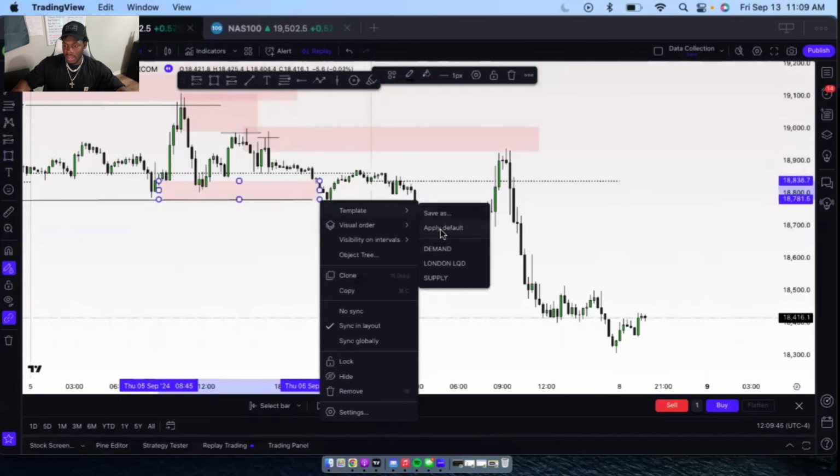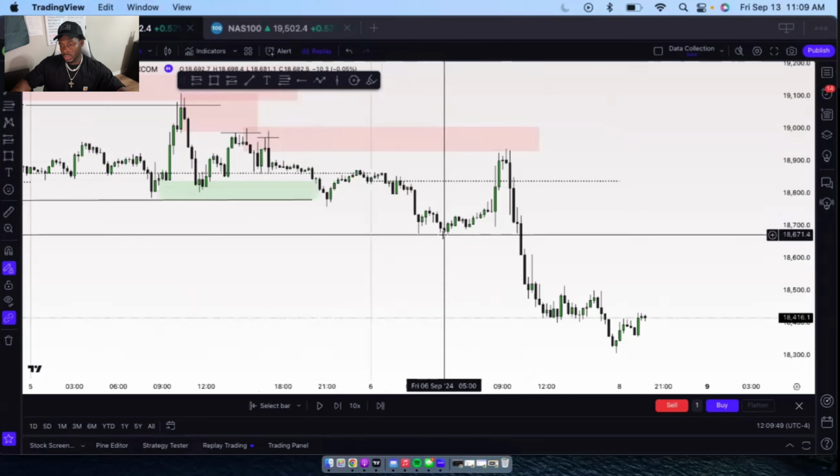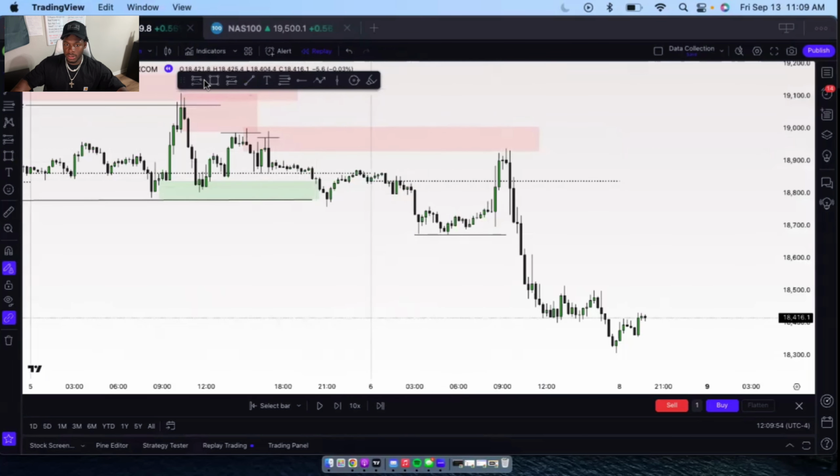So not only is it a level that's swept, we want to see it take out demand and show that intention. Overnight, we get down here. We actually leave liquidity right here as well. And then we come up here to our level.